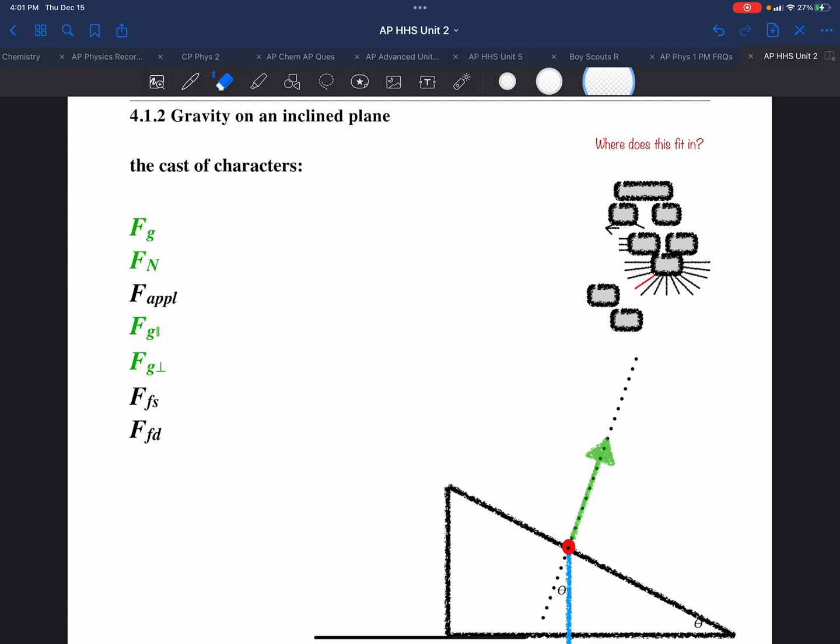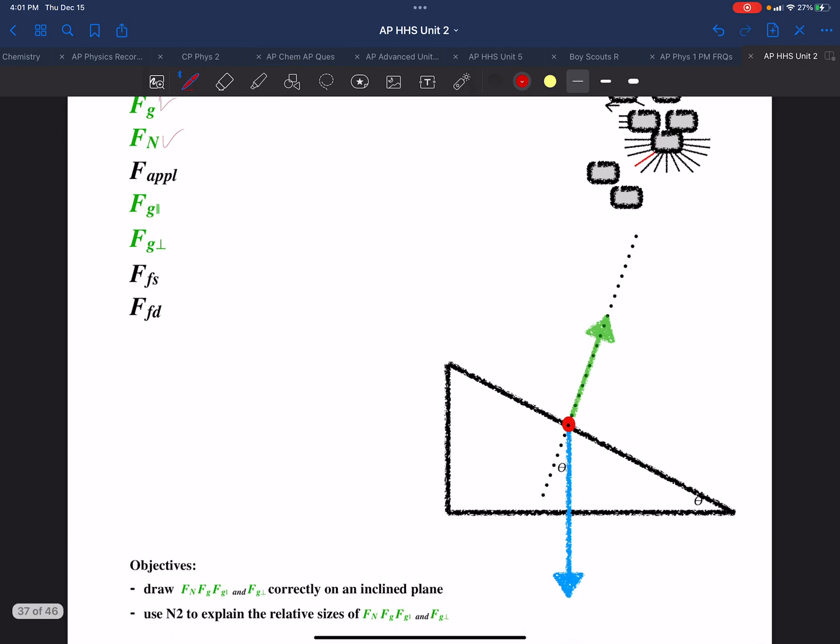In this installment, we're going to look a little more closely at gravity on an inclined plane. We've already dealt with the force of gravity and the force of normal on an inclined plane. We've identified this as the force normal, which by definition is perpendicular to the inclined plane. And this is the force of gravity, which points toward the center of the Earth.